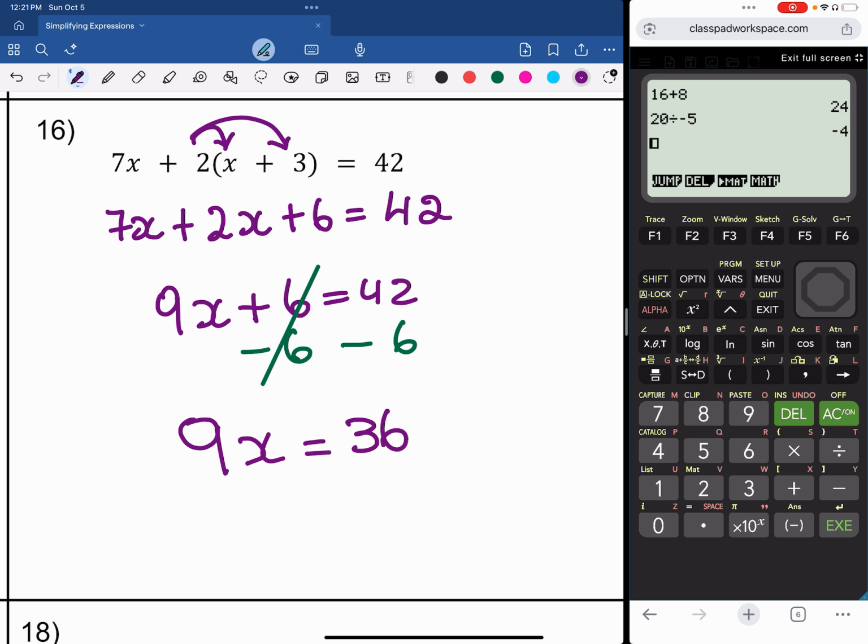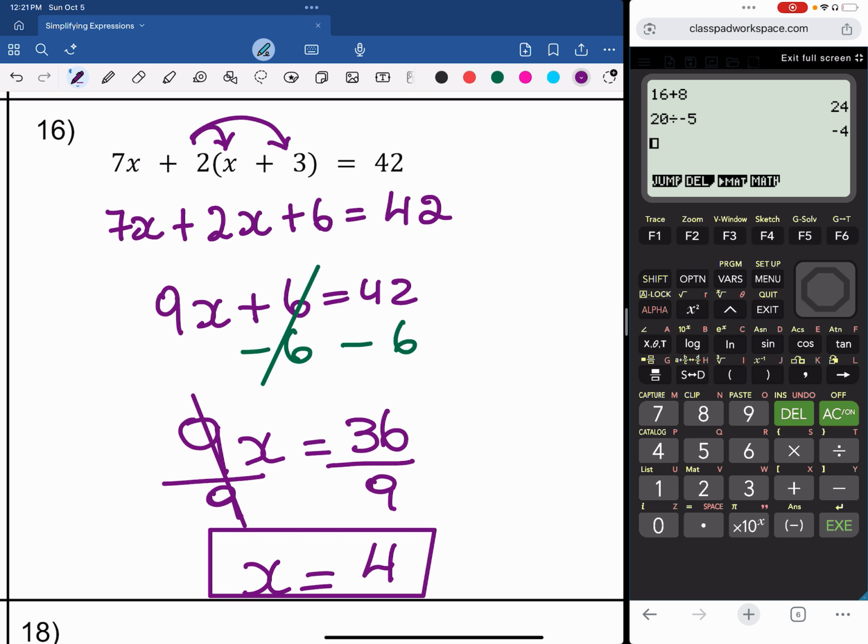My last step here to get x completely by itself is to divide both sides by the number that's in front of x. So I'm going to divide both sides by 9. This is going to cancel out, and we're going to be left with x is equal to 36 divided by 9, which is 4. Always be sure to double check using your calculator if you're not sure with the adding and subtracting and dividing or the positive and negative signs.